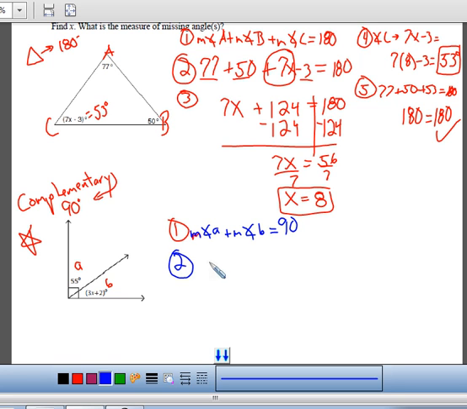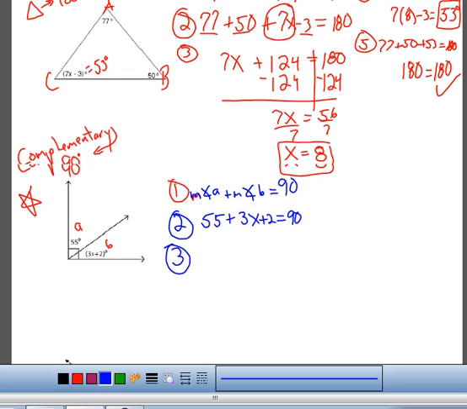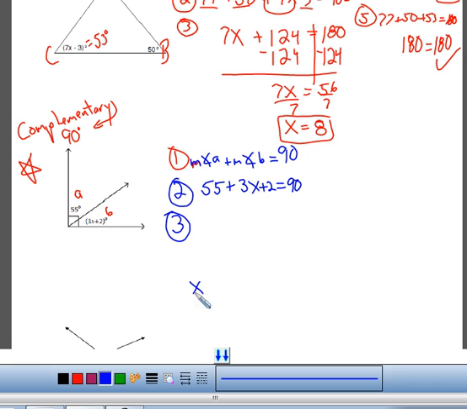So step 2, substitute in. So I have 55 plus 3x plus 2 equals 90. Step 3, solve. I'm going to let you do that on your own. So you're going to find out what x equals. Scroll this up a little bit. So when you're done, you'll find out what x equals. Step 4, you're going to find what angle B is. It's represented by 3x plus 2. And then step 5, do your checks.